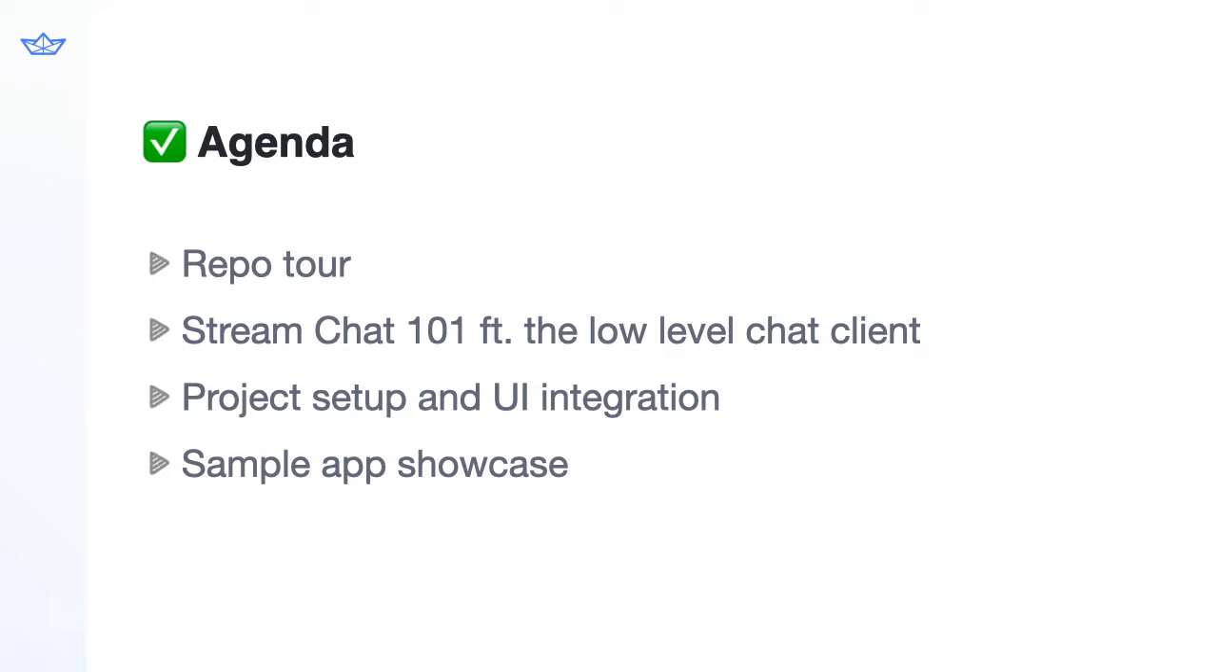Here's our agenda for today. First, I'm going to give you a quick tour of our GitHub repo. Then I want to show you the basic concepts and mechanisms of Stream Chat by taking a look at how the low-level chat client works on Android. Then I'll show you how quick and easy it is to set up a brand new blank project with our SDK and display some basic pieces of Chat UI. And finally, we'll look at some more advanced features in our full sample app, which again is available open source.